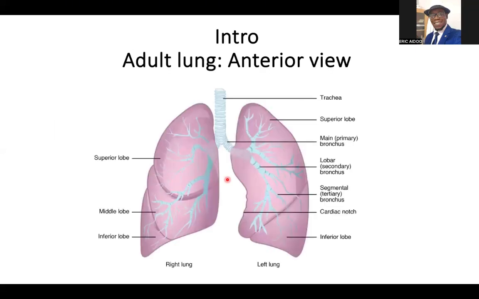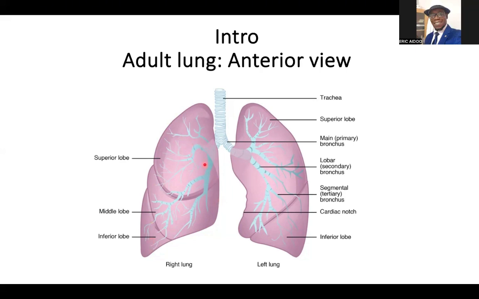As part of the introduction, we are looking at an adult lung, the anterior view of that. So you have this trachea more or less in the midline. That is the right side. That is the left side. So let's start with the right side. We realize that the right side has been divided into lobes of three, with their names as superior lobe, middle lobe, and then inferior lobe.